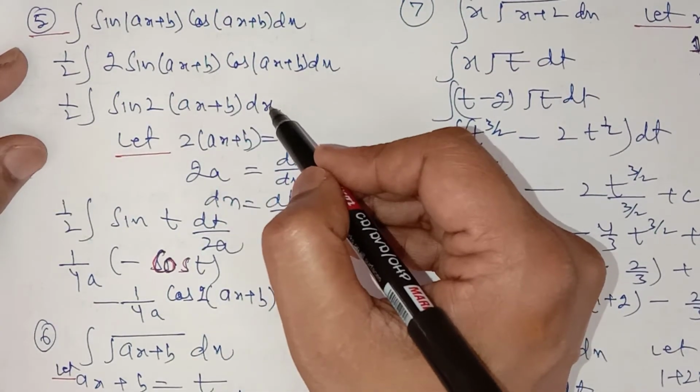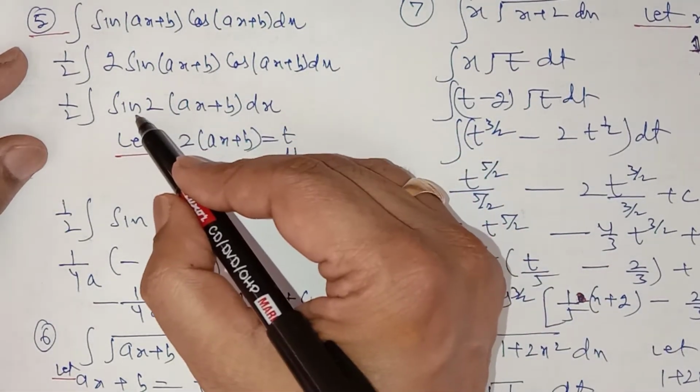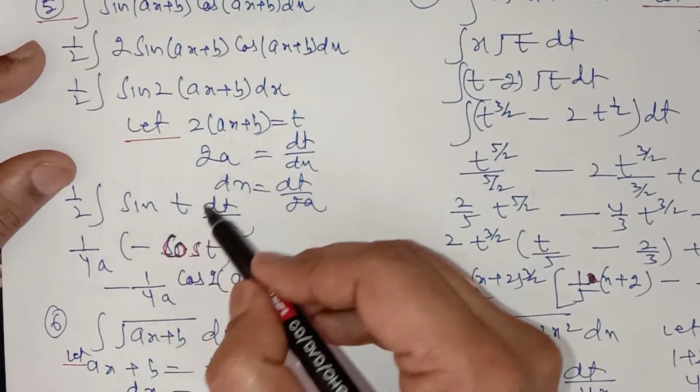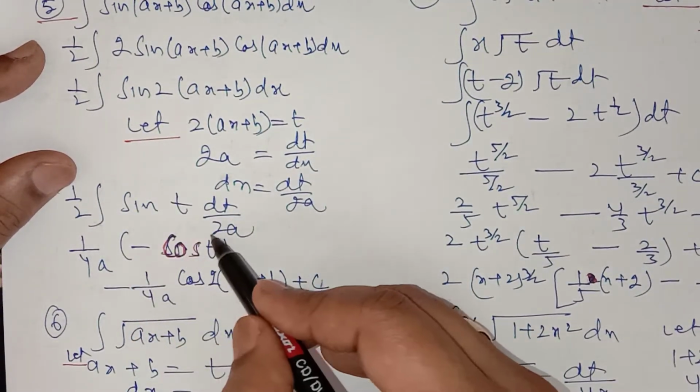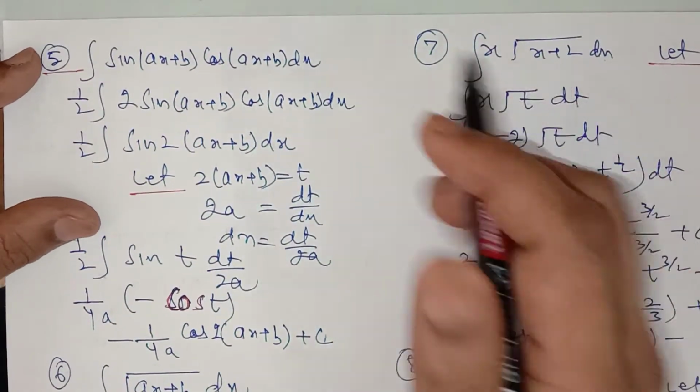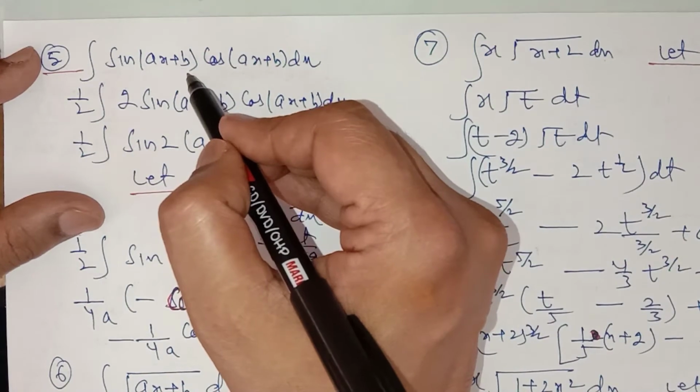Replace it here, dt upon 2a, and you have let 2ax plus b is equal to t. So I have replaced it here t, and the integration of sin t is minus cos t, and replace the value of t like this. Now the second method you can do it, you can let sin ax plus b is equal to t.